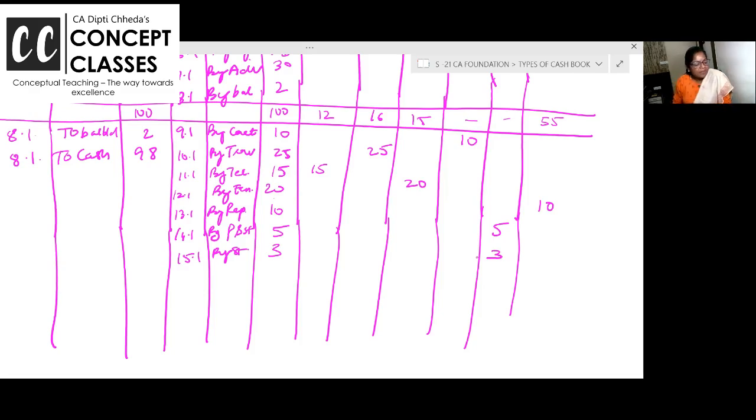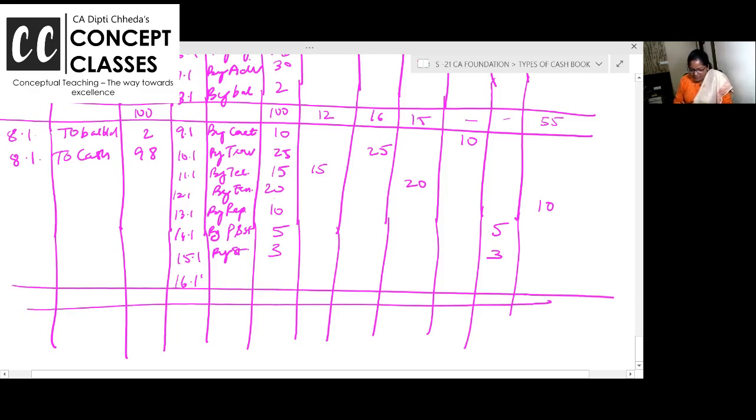It's over. Every week I am doing. 8th I did, now 16th I am doing. 16th of January, again balance it. Total you had 100 rupees. I told you, you'll always have 100 rupees. How much you have spent? 10 plus 25 plus 15 plus 20 plus 10 plus 5 plus 3. 88 you have spent. So how much is your closing balance? 12 rupees. And total you can write.